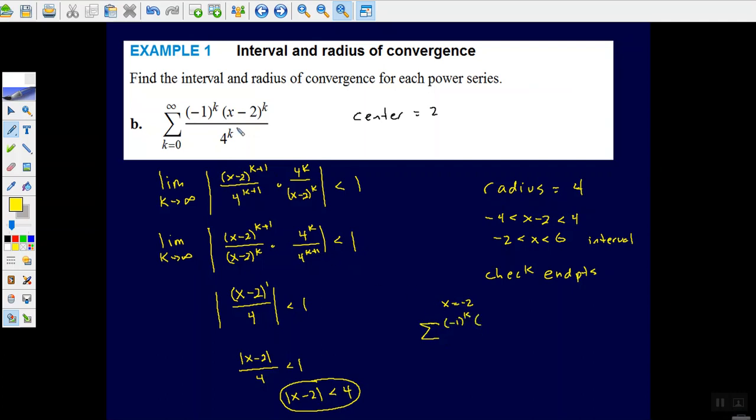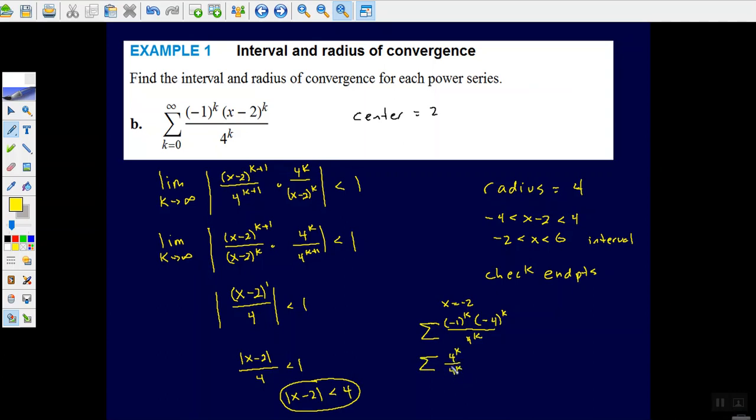Now that expression, x minus 2, is now going to become -2 minus 2, which is (-4)^k over 4^k. So I want you to recognize now that in the general term, (-1)^k times (-4)^k would become +4^k. And so I could write this 4^k over 4^k.